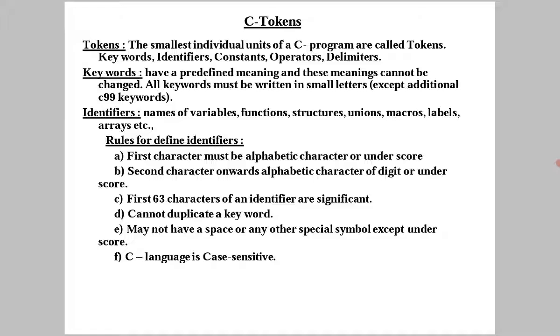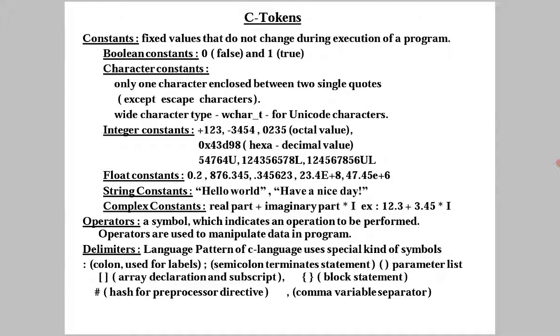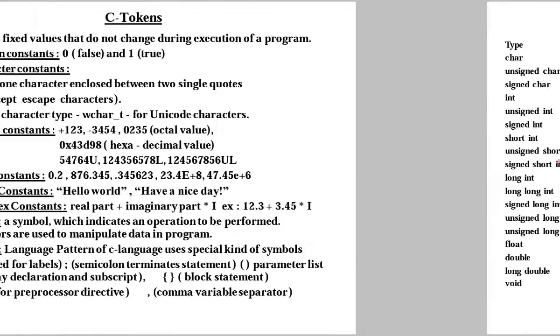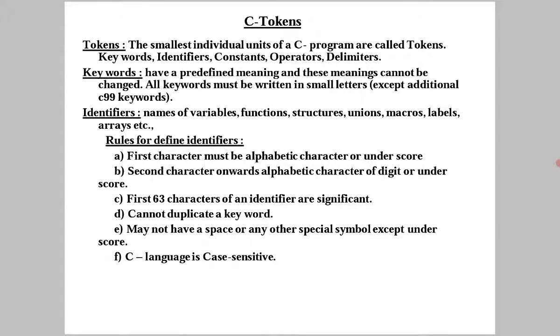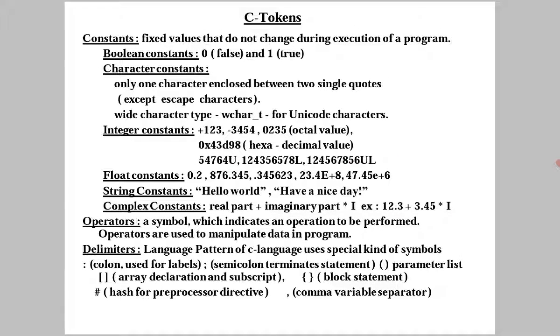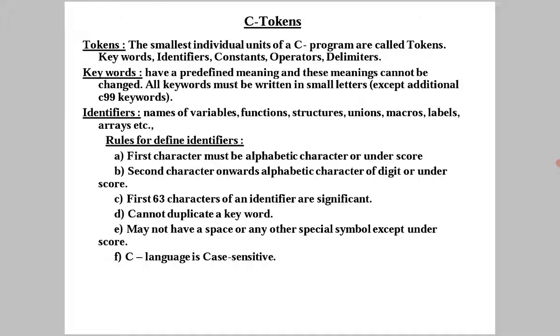C tokens. So what are C tokens? C tokens are a collection of keywords, identifiers or variables, constants, operators, and delimiters. All these types are called C tokens. Generally, a token means the smallest individual unit of a C program. The C tokens are keywords, identifiers, constants, and operators.